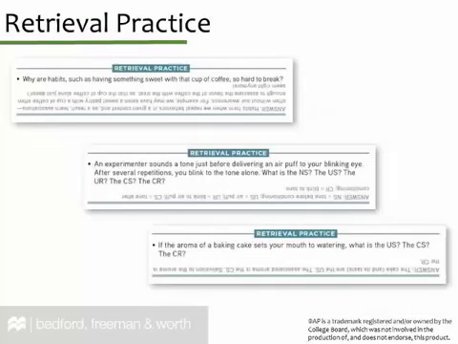At the end of each section is a feature called Retrieval Practice to make sure students have retained what they've read. You can use Retrieval Practice as an exit slip at the end of class to make sure your students have understood the day's lesson. It also makes great practice before the AP exam.